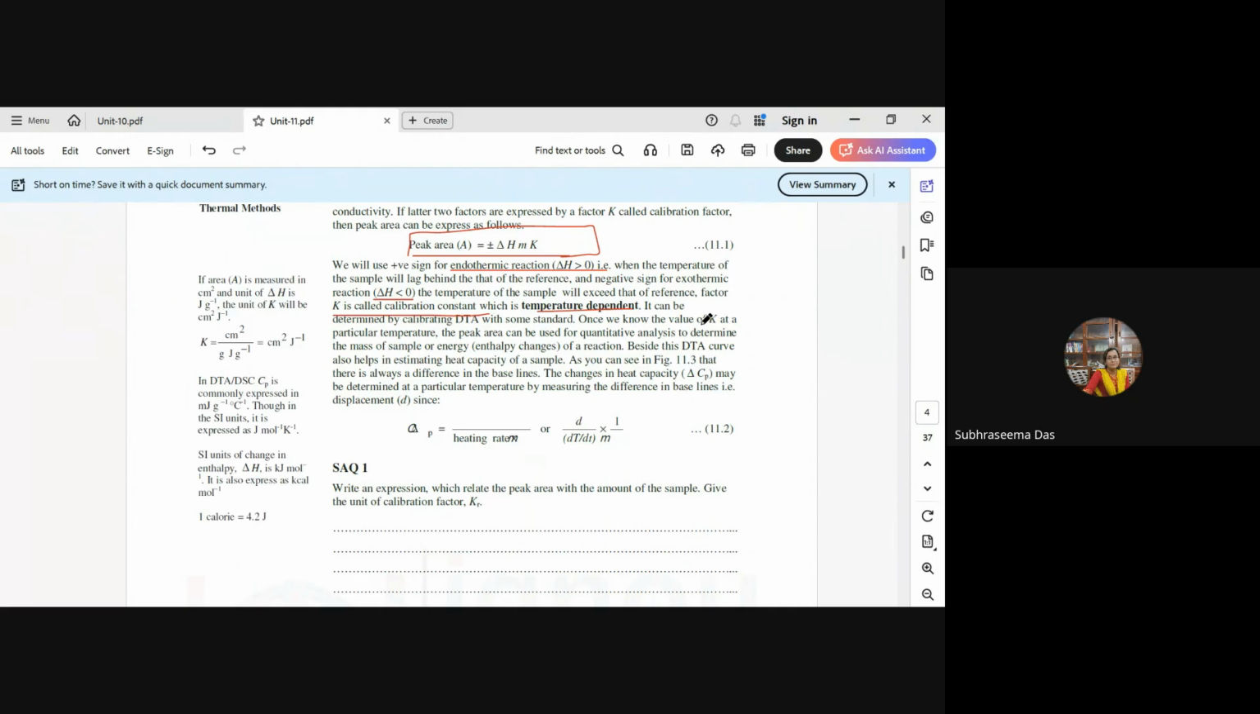So once we know the value of the calibration constant at a particular temperature, then the peak area can be used for quantitative analysis to determine the mass of sample or energy. Besides this, the DTA curve also helps in estimating the heat capacity of the sample. So how is it helpful? From the DTA curve, the heat capacity, that is delta Cp, can be measured as 1 by m by heating rate, or we can write it as d by dt into 1 by m.